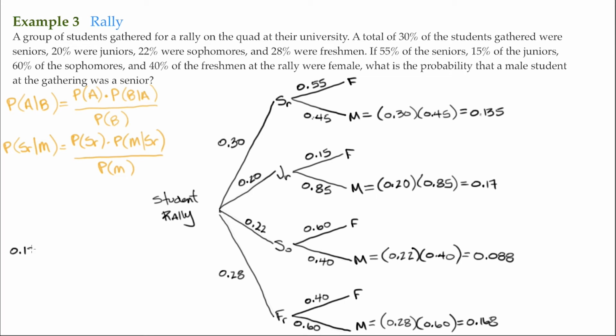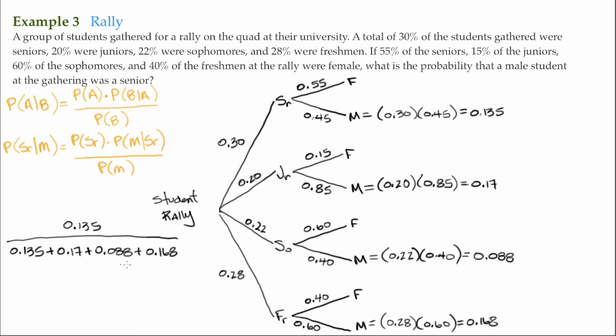So we'll take our 0.135, add that to the 0.17, add that to the 0.088, and then of course add that to the 0.168. And of course the group that we're concerned with is this group here. So then I divide this by the 0.135. And here's a tip.